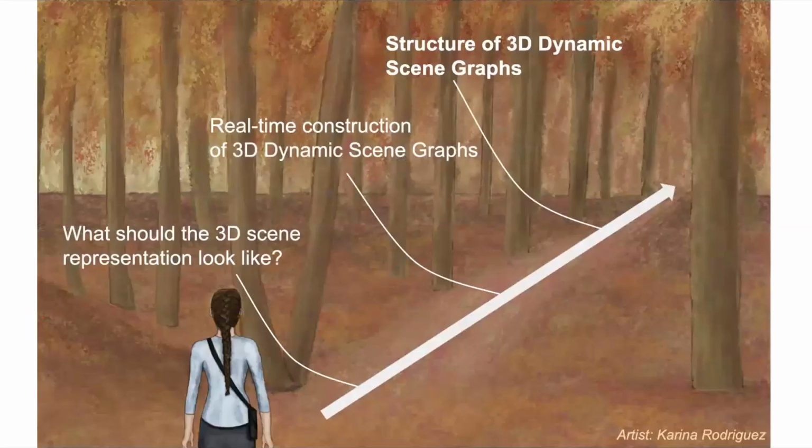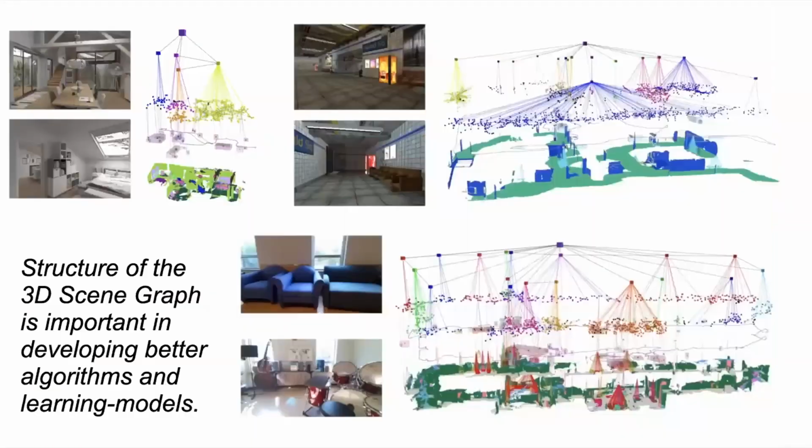So that settles the second part. We looked at what the scene representation should be, and we have a pipeline to construct in real time these 3D scene graphs. The third thing that I want to talk about, and which I'm most excited about, is the structure that these 3D scene graphs have. It turns out that they are hierarchical, so that is one plus, but there's a peculiar hidden structure that they exhibit, and you can use to develop much more efficient algorithms.